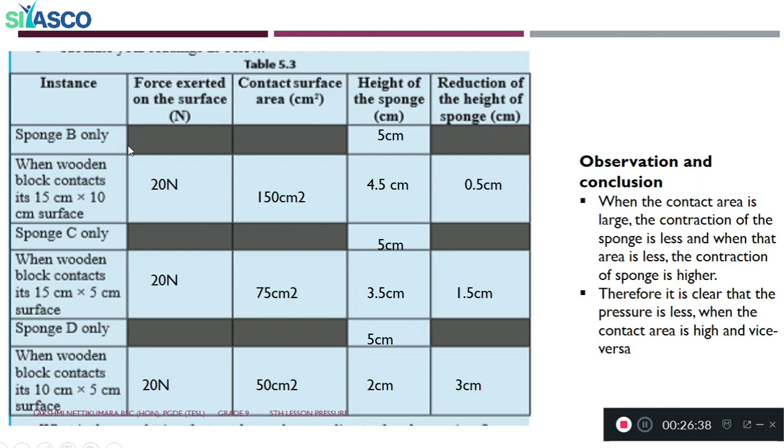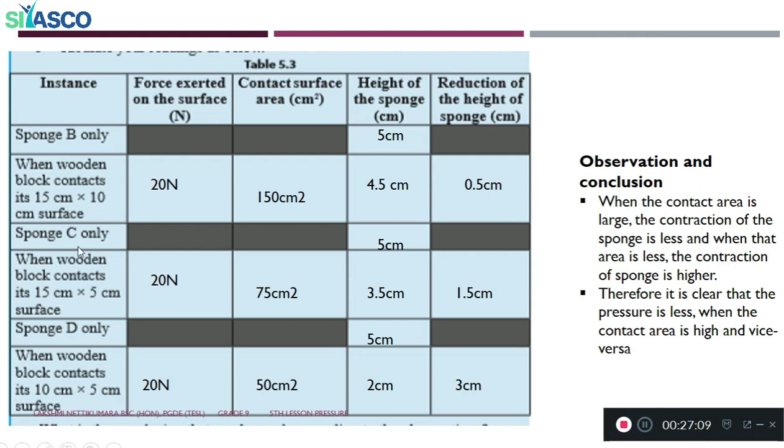Here, sponge B, the height of the sponge is 5. When the wooden block contacts the 15 by 10 centimeter surface, the force exerted is 20 Newton. The contact area is 15 by 10, which is 150 square centimeters. The height of the sponge after shrinking is 4.5, so the reduction of height is 0.5.